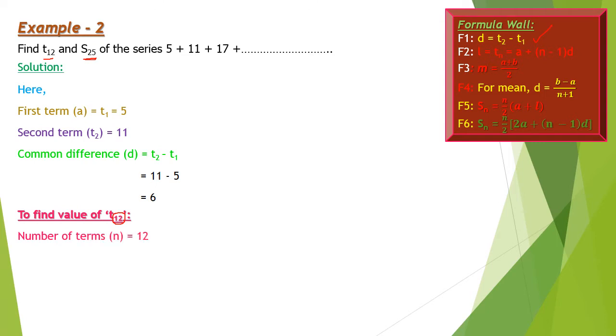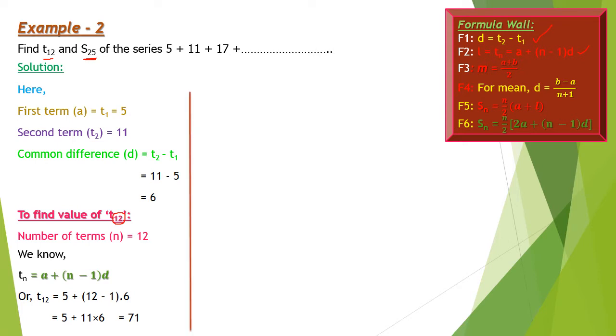So we know the formula, that is F2. We have to use F2 also. F2: Tn equals a plus n minus 1 times d. Now T12 equals a, which is 5, plus n, the value of n is 12, minus 1, times d, which is 6. So we can easily find the 12th term. The 12th term is 71. Hence T12 equals 71.